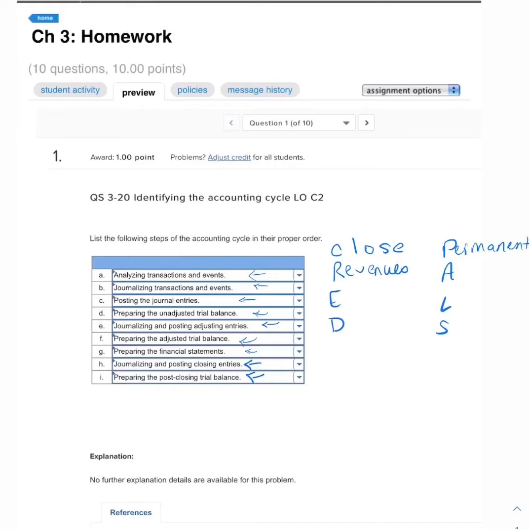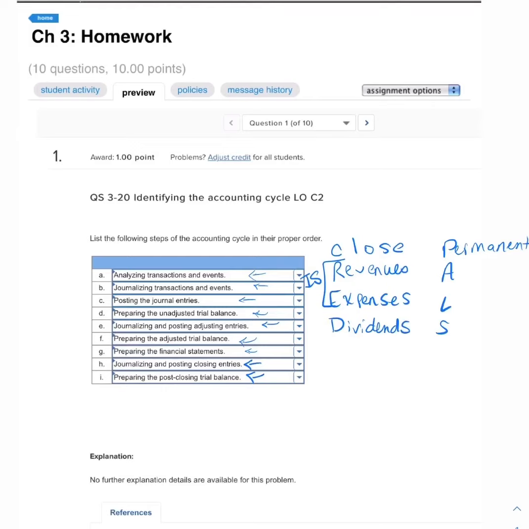So if we know we're closing revenues, what's the related account to revenue that we might also want to get rid of? And of course, that will be expenses. So we will close revenues and expenses. These two items are found on the income statement. And we will also close dividends.